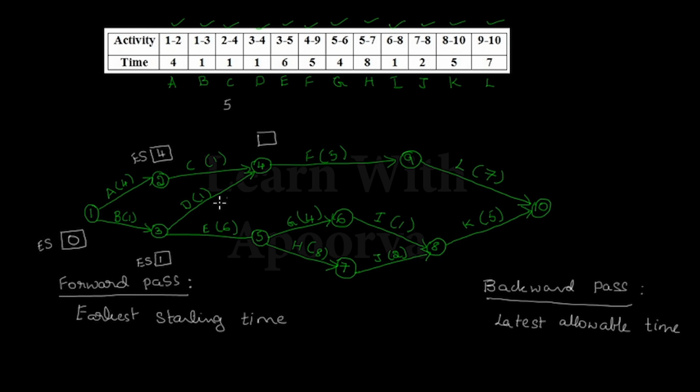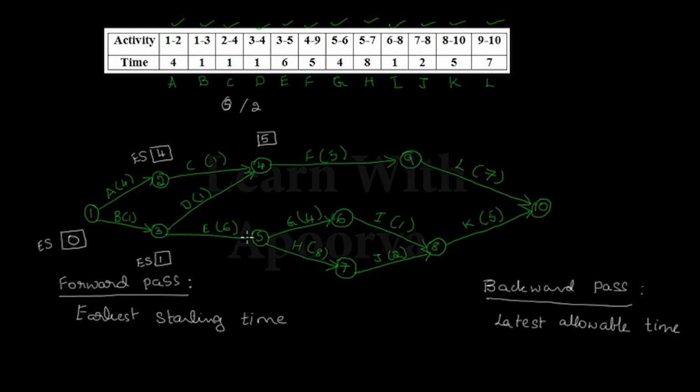If I take this path, the earliest starting time of 3 is 1 and the duration is 1. So 1 plus 1 will be equal to 2. Among 5 and 2, as 5 is the biggest number, we are going to consider 5 as the earliest starting time for node 4. Whenever we have a merged node, we have to take the maximum value possible from the previous nodes. After 4, let's go to node 5.